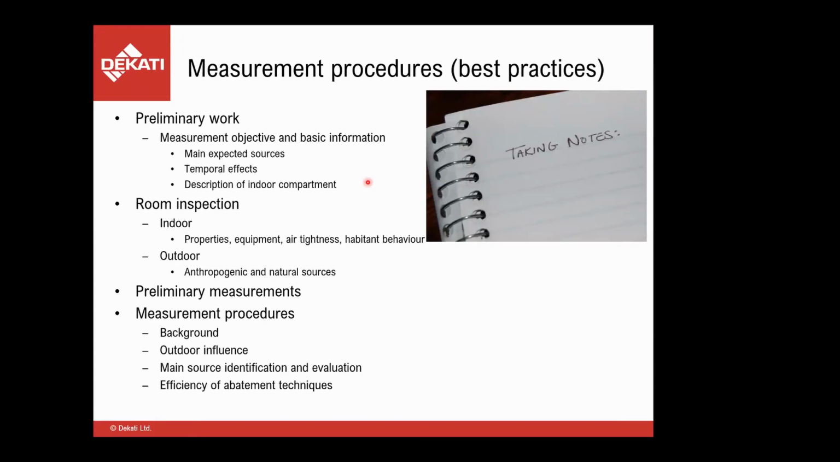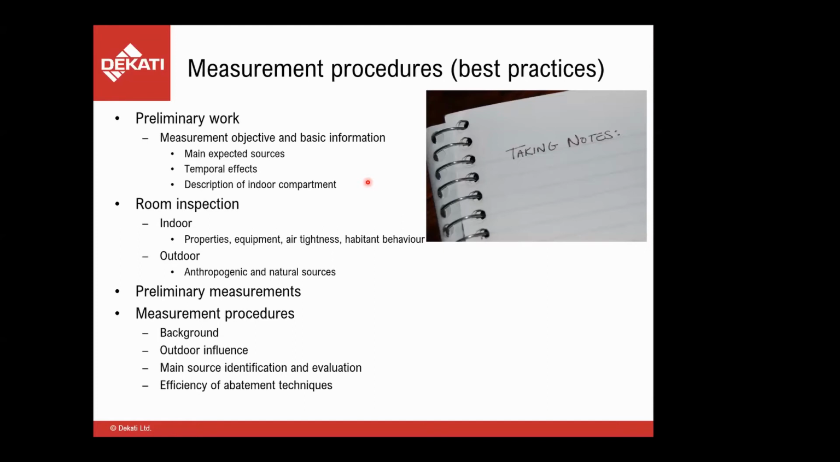If it's an office where people are working for 8 hours per day, it's probably reasonable to focus the measurements on those hours. And then a detailed description of the indoor space or the indoor compartment, as detailed as possible. Then to carry out a room inspection, indoor, as said, once again, properties, equipment, air tightness, which means how easily outdoor air can leak indoors, and if it's filtered in any way. And of course, the behavior of the inhabitants in the dwelling.